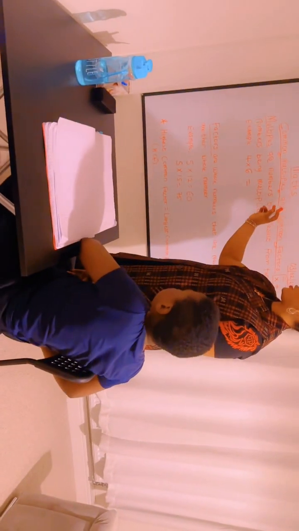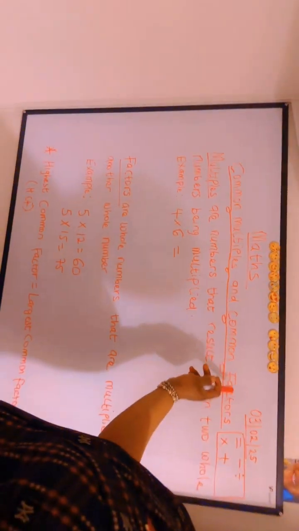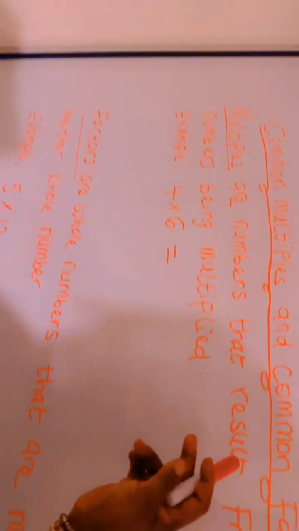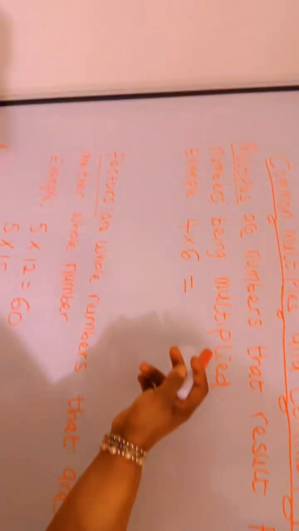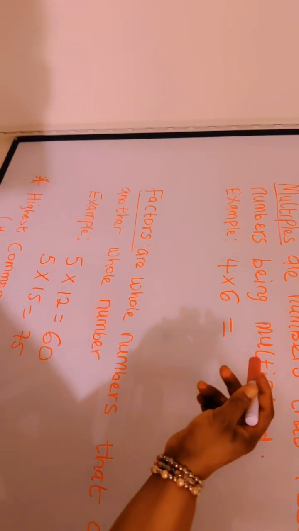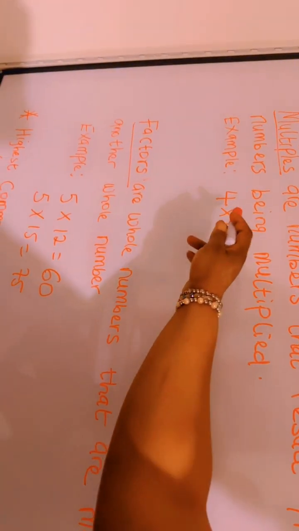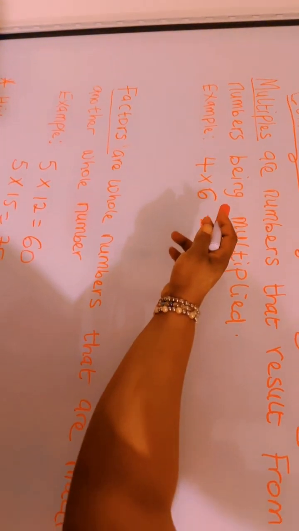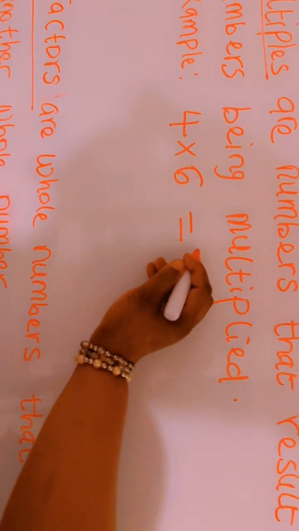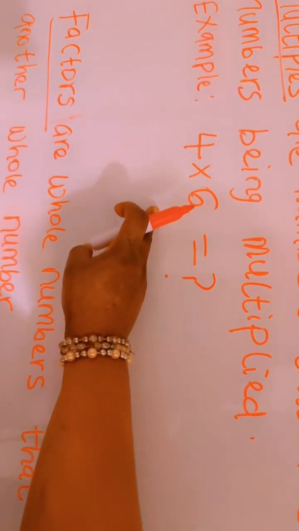Welcome to today's class. Today we are talking about multiples, common multiples and common factors. Multiples are numbers that result from two whole numbers being multiplied. For example, 4 and 6. The outcome of 4 and 6 is the multiple of 4 and 6. So 4 times 6 is equal to whatever the answer gives you here, which is the multiple of 4 and 6.